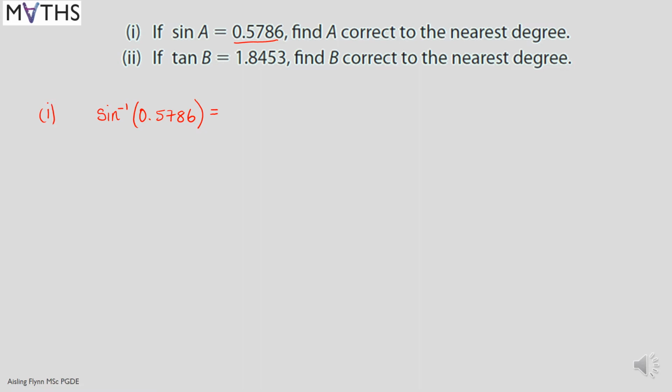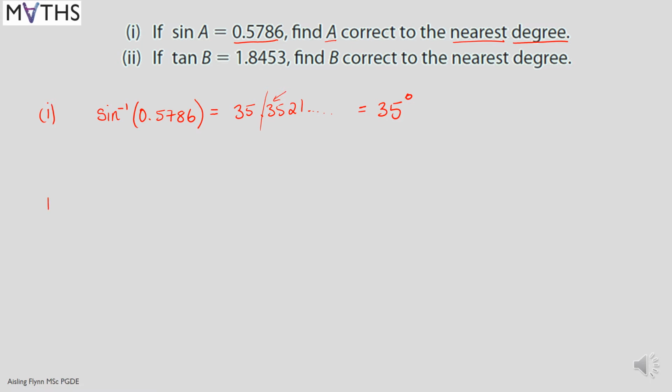You can close the bracket, but it's not entirely necessary. I get an answer of 35.3521, and it goes on and on. We were asked to give A correct to the nearest degree, so that's the nearest whole number. We want to stop after 35 and look to the next digit. It is less than halfway, so we'll leave it as 35 degrees.